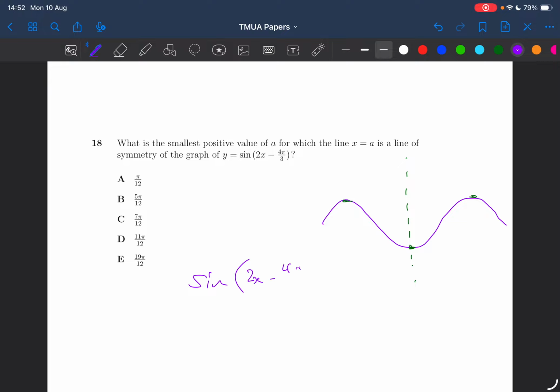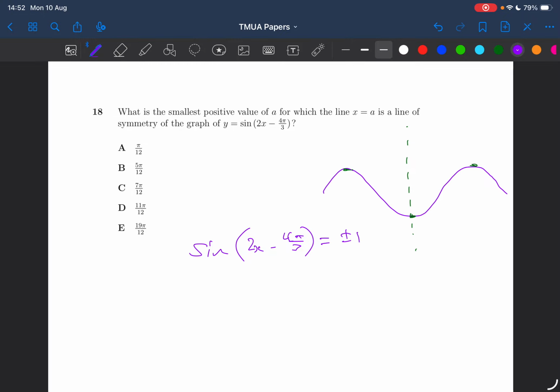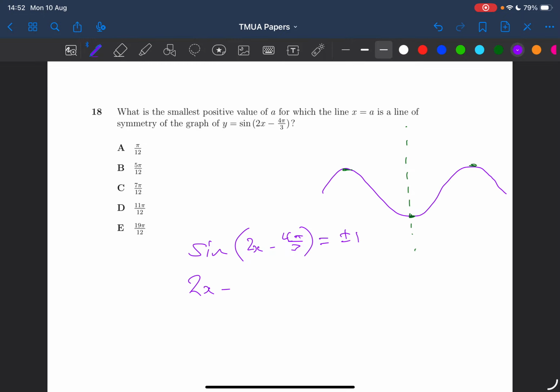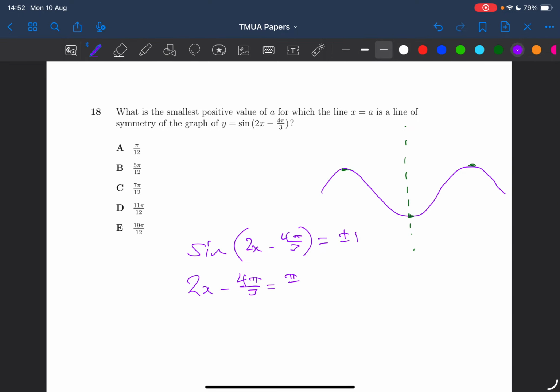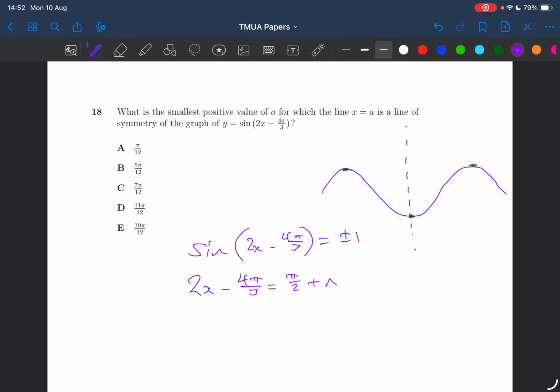minus 4 pi on 3 is equal to plus or minus 1. So thinking about that then, 2x minus the 4 pi on 3. The plus or minus 1 will happen whenever we have like pi on 2, or 3 pi on 2, or 5 pi on 2, etc., etc. Any odd amount of pi's on 2. So what we can do is we can always add basically like 1 pi as we go through. Any additional 180 or pi will be good for us.